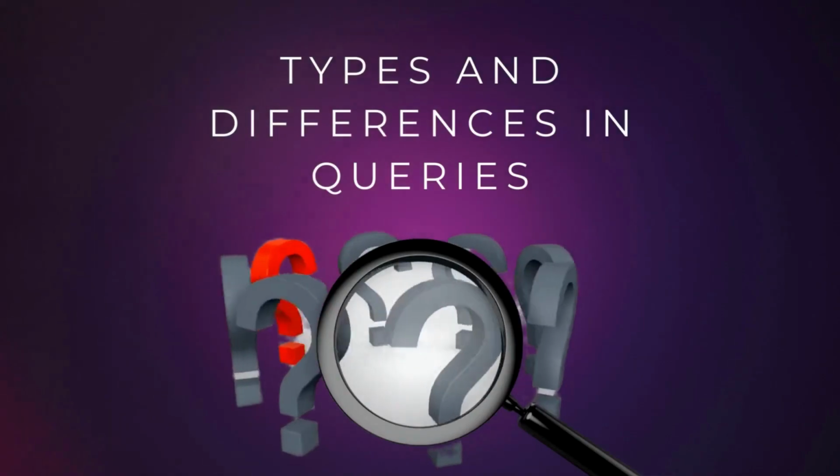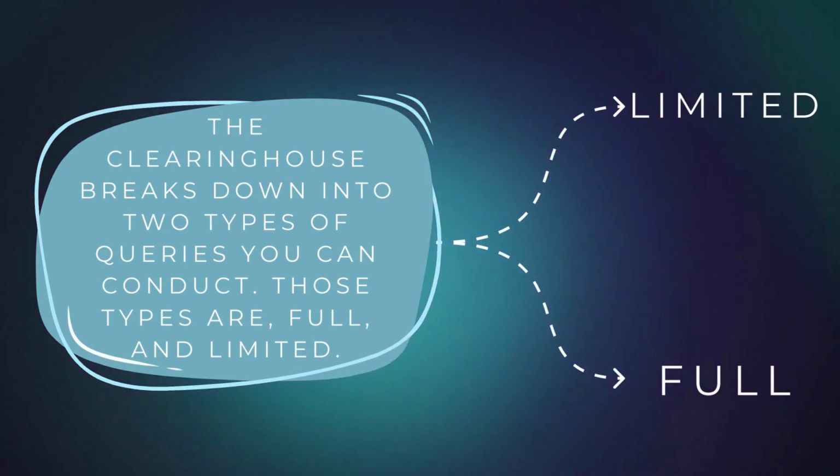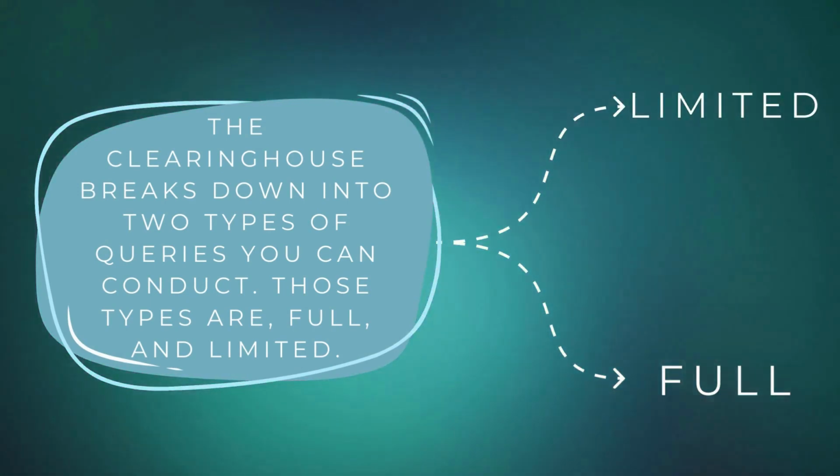Types and differences in queries. The clearinghouse breaks down into two types of queries you can conduct. Those types are full and limited.